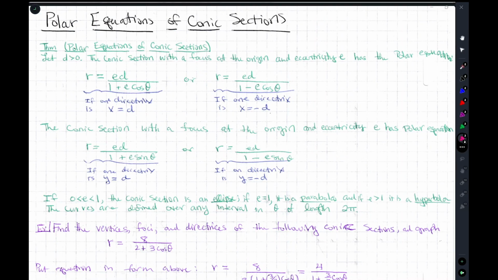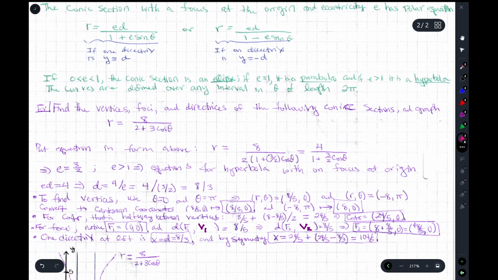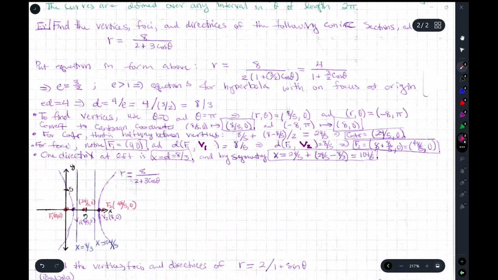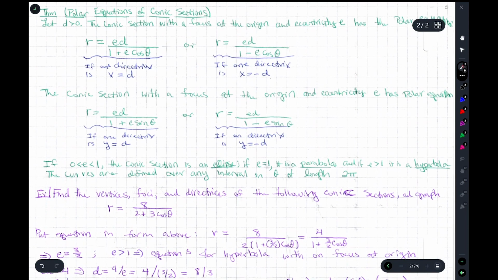So let's take a look at a concrete example. Find the vertices, foci, and directrices of the following conic sections, and graph this following polar equation. So we get this polar equation. Now we got to decide which one of these it fits. Well, we got a cosine theta, so that's going to eliminate these. We're not going to go for that. So it's going to be one of these two.